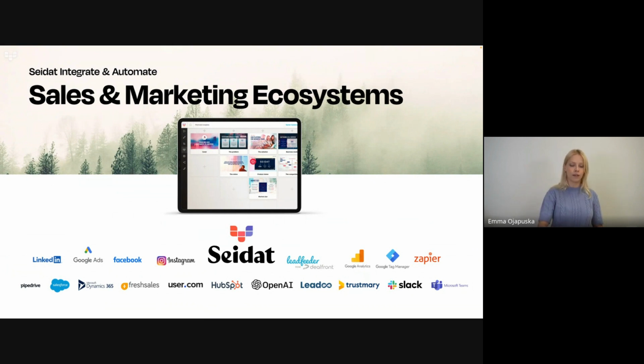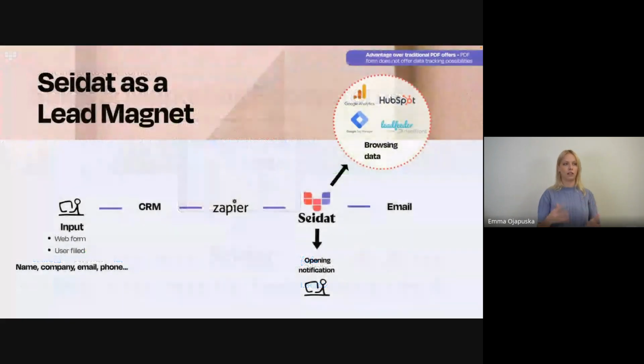How this happens, the guide is just an example. Of course, you can create any kind of materials that you want, but the idea here is that you have, for example, a form on your website where you say, hey, order the guide from here. The user puts their name, company, email, phone number, whatever information they want to get from them. That usually goes to your CRM. And there you have, okay, Emma Ojapuska from Seidat ordered guide how to buy your product.